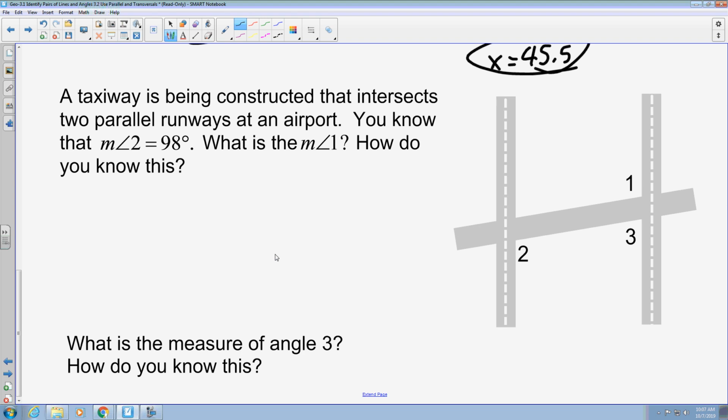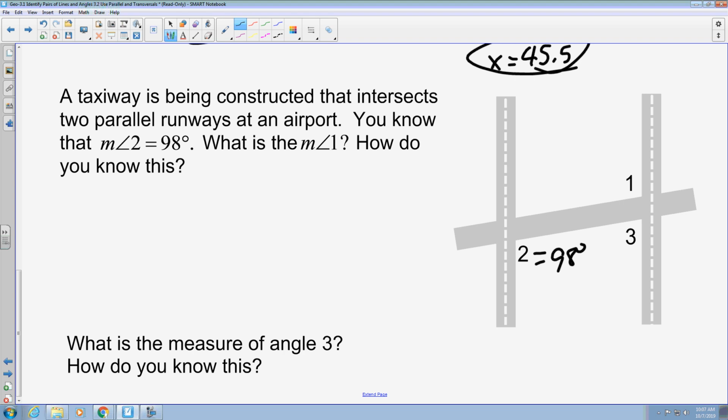All right, this problem says a taxiway is being constructed that intersects two parallel runways at an airport. You know that the measurement of angle 2 is 98 degrees. What is the measurement of angle 1? How do you know this?